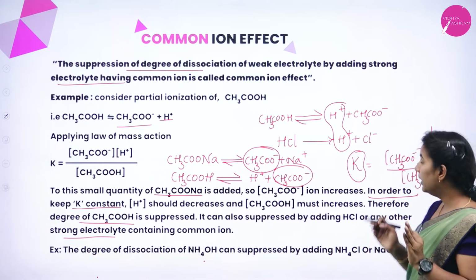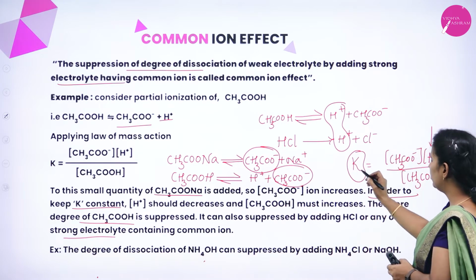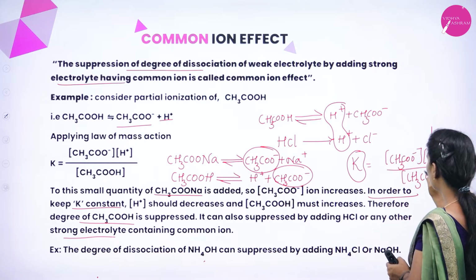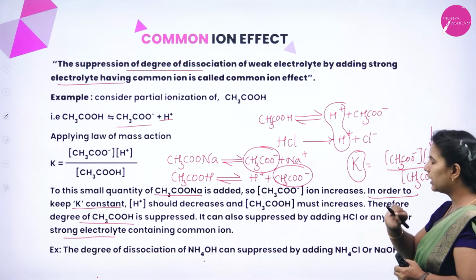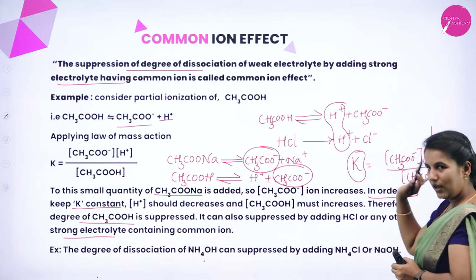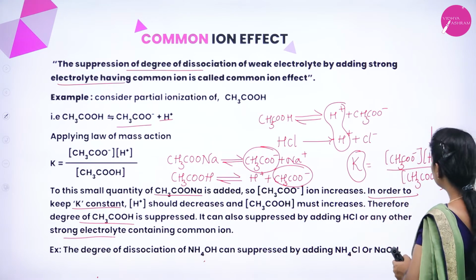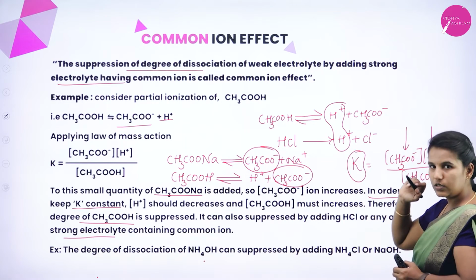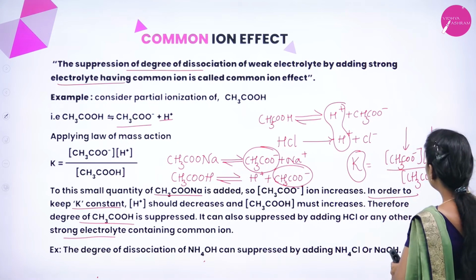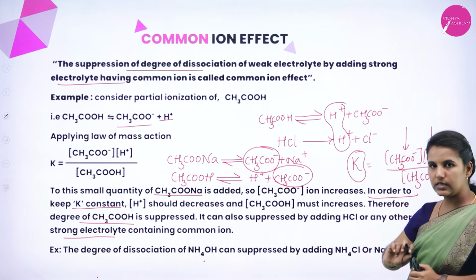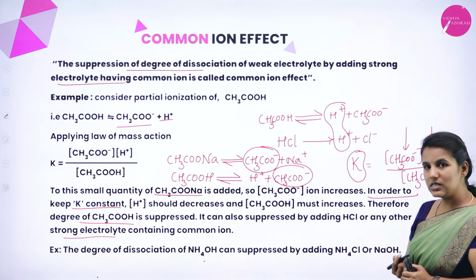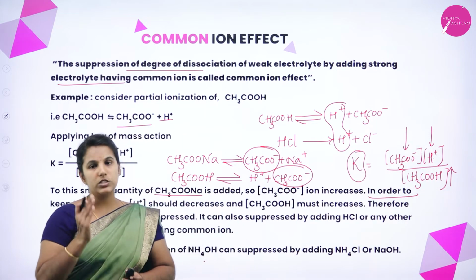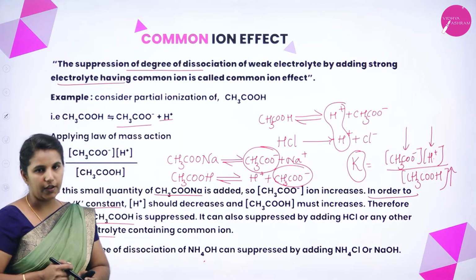Now, for these two reactions, if you write the law of mass action, K is equal to the molar concentration of the products divided by the molar concentration of the reactant. Now, in order to keep this K value constant, either I should decrease the H plus ion concentration, or the acetic acid concentration will be increased. This is how we can understand the common ion effect which is caused by the common ions.